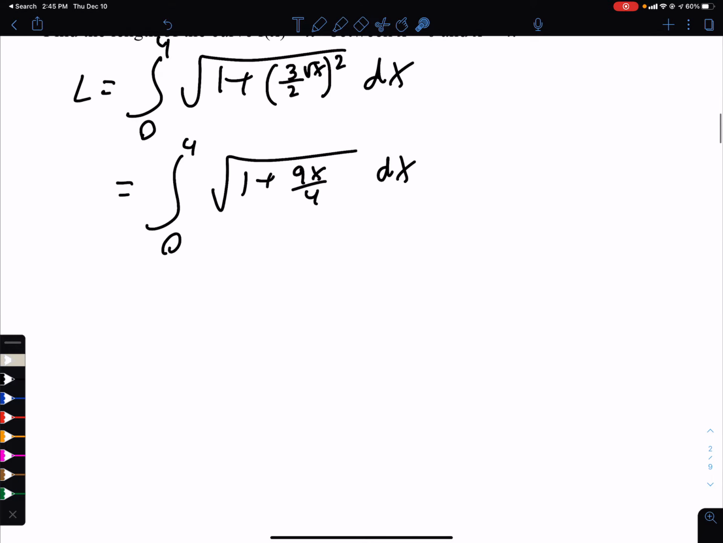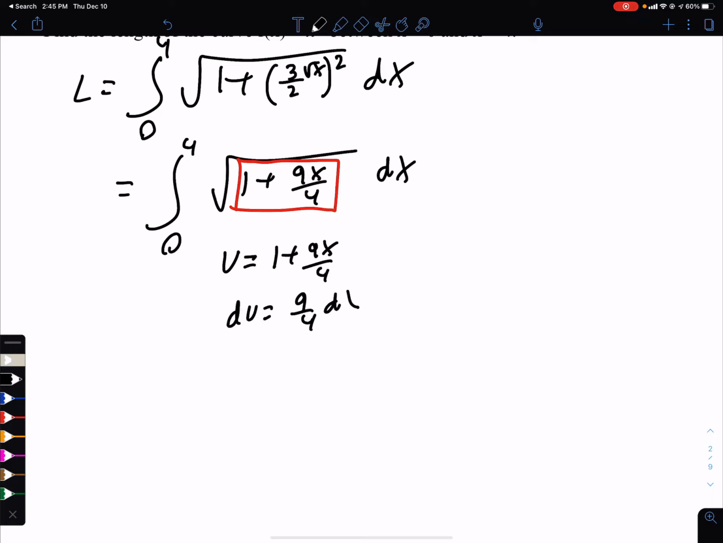All right. This looks like a u-sub to me. I can't integrate this because this is not x. If that were x, that'd be easy. But since that's not x and it's a function, this is a u-sub. du would be 9/4 dx. And so I have the dx, but I don't have the 9/4. How do I get that there? Well, 4/9 times 9/4 is 1, so I haven't changed anything.